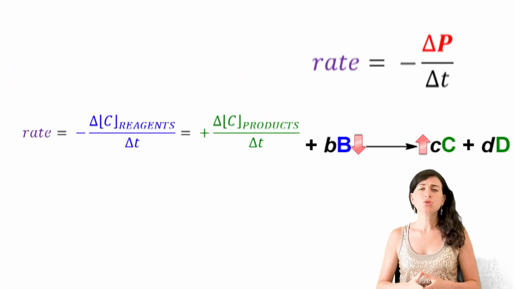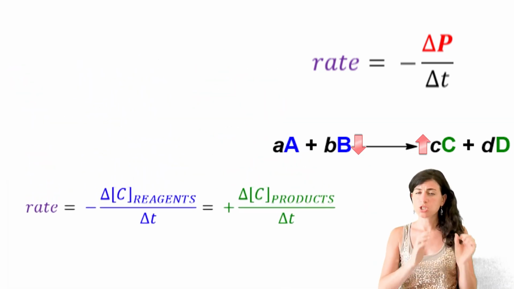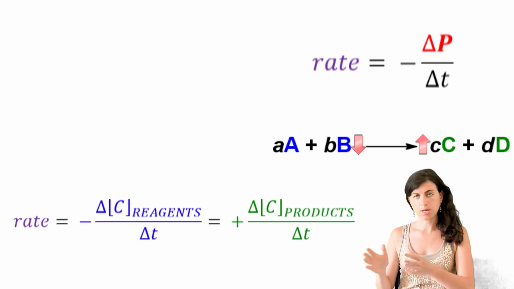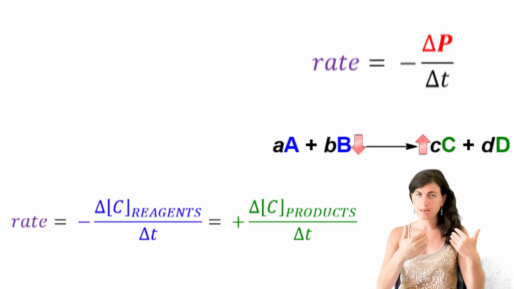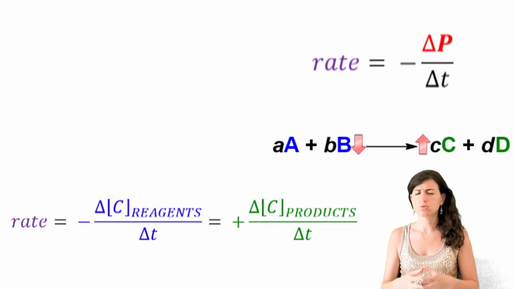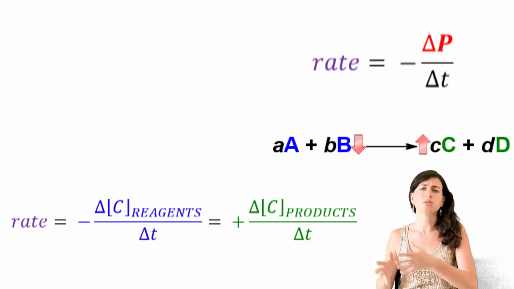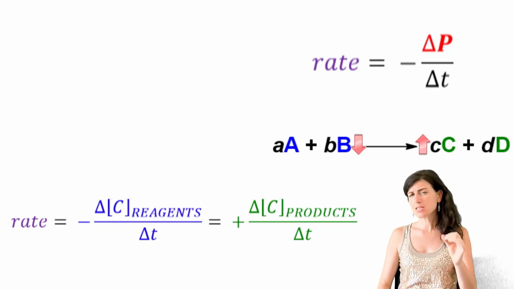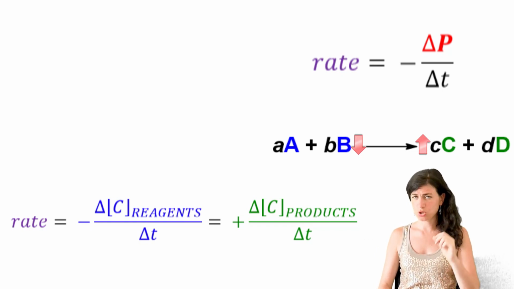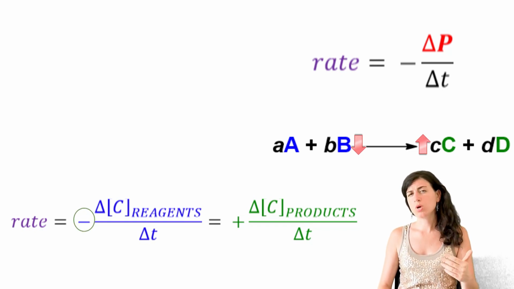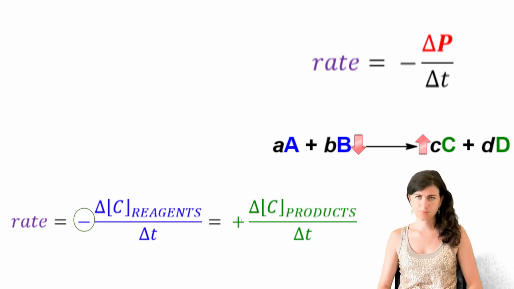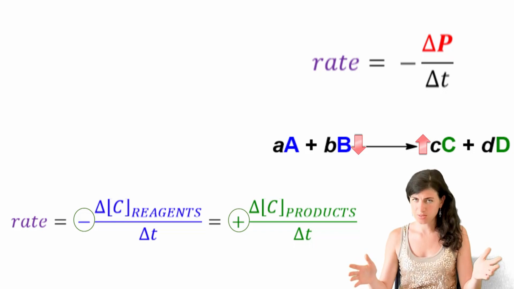Now, the concentration can be the concentration of reagent or the concentration of products. This means that we can define the speed in chemistry using both the concentration of reagent or the concentration of products. But as you can see from this last equation on your screen, there is a minus sign when we are talking about reagents, whereas there is a plus sign when we are talking about products. Why is there this difference?